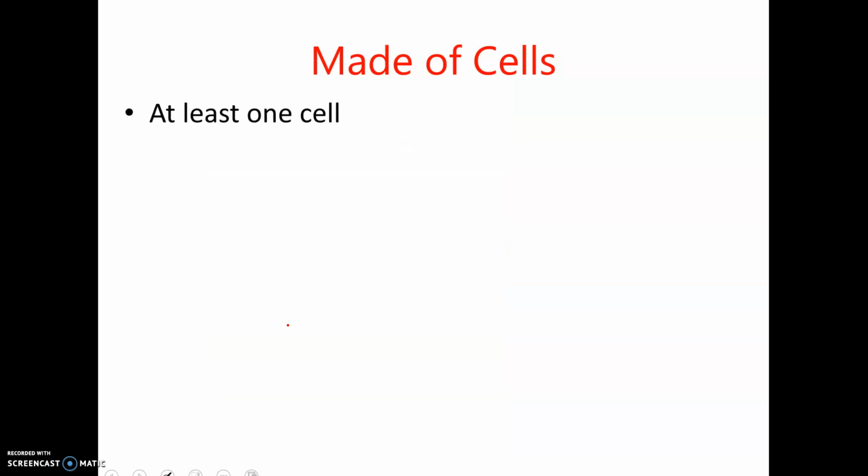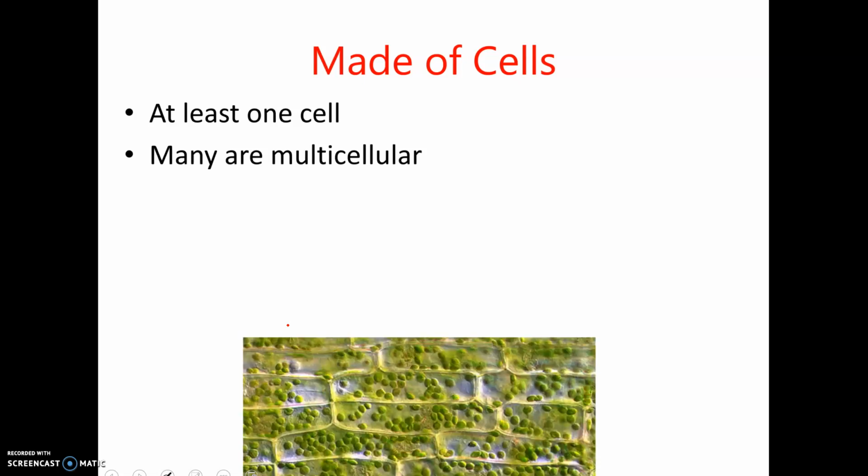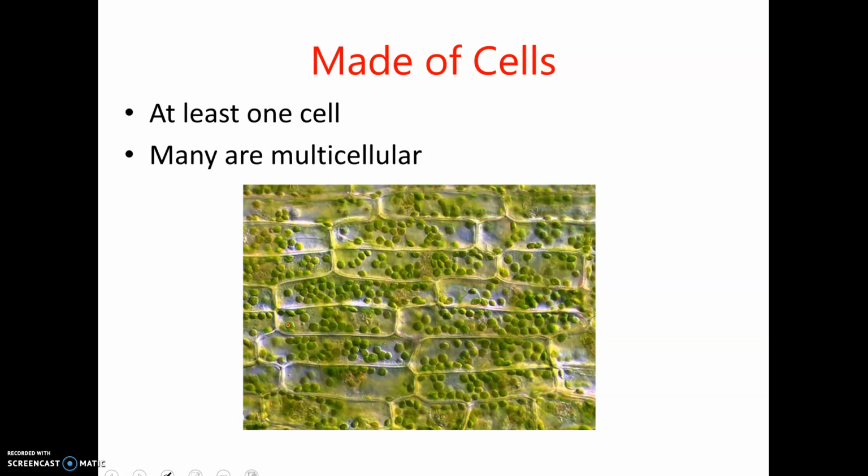All right, the rest of these go pretty quick. All living things are made of cells. Many living things are multicellular. This is a picture of a multicellular organism. We're going to actually look at the cells of this organism under the microscope in class in a couple of weeks.